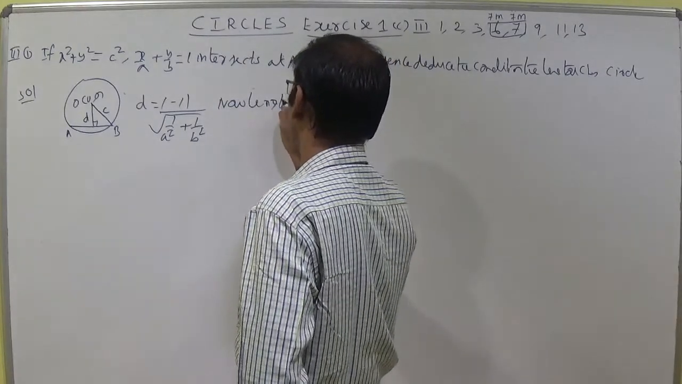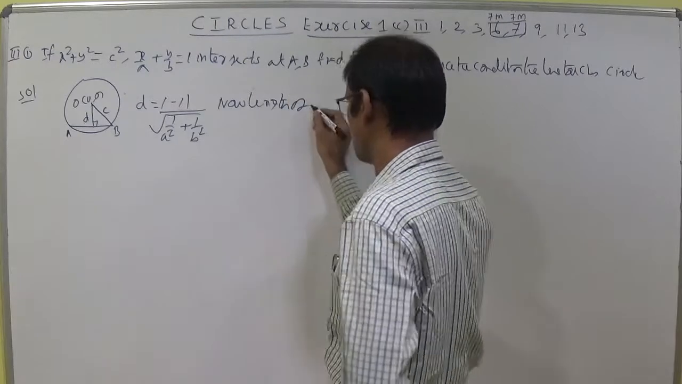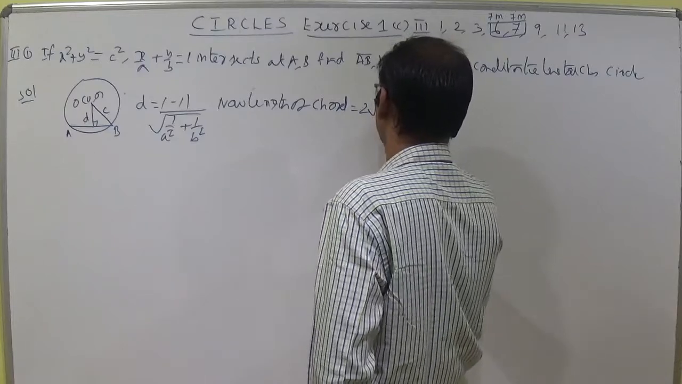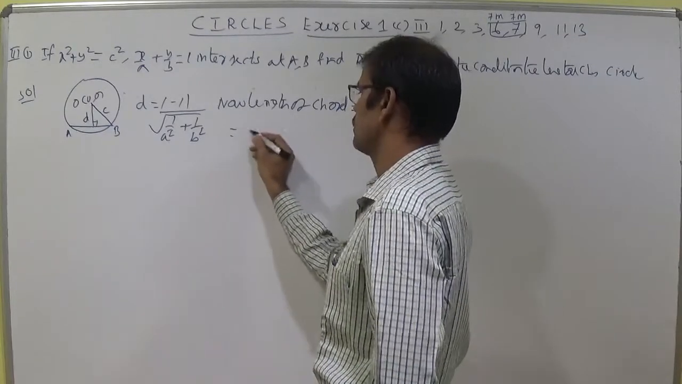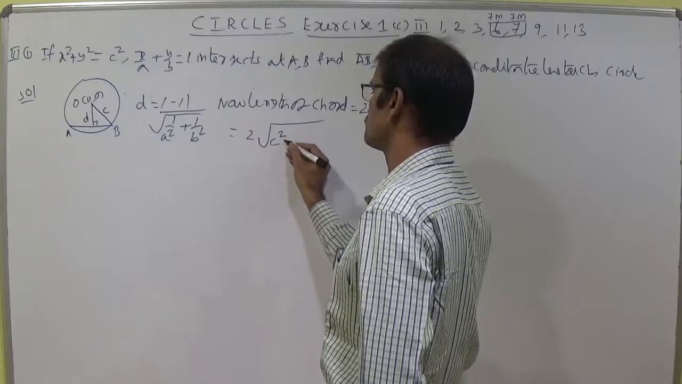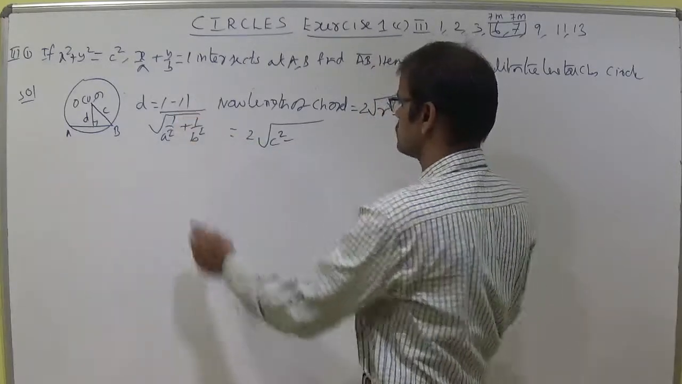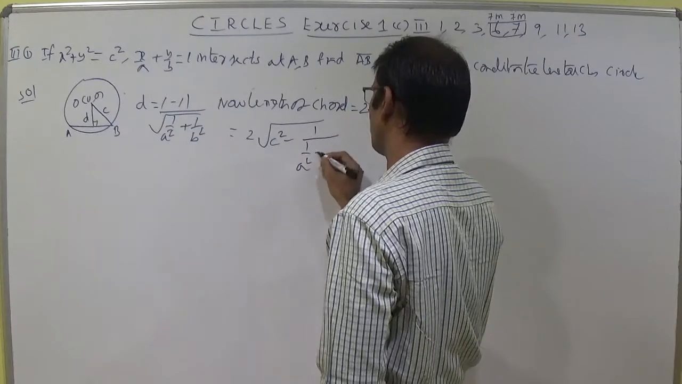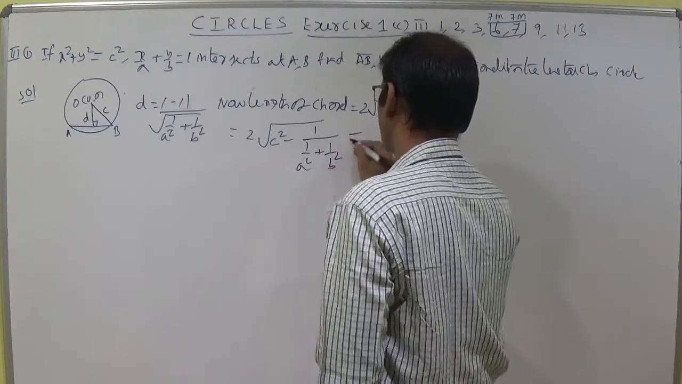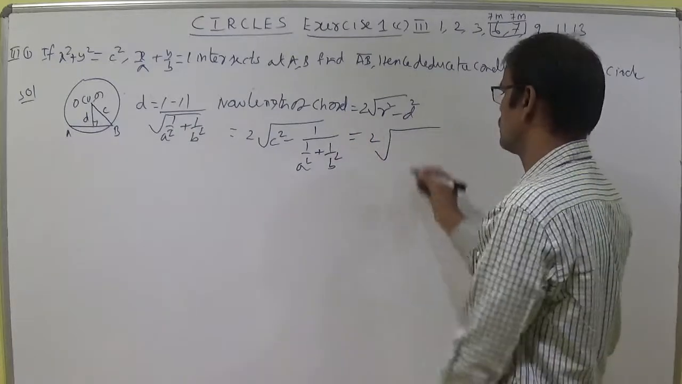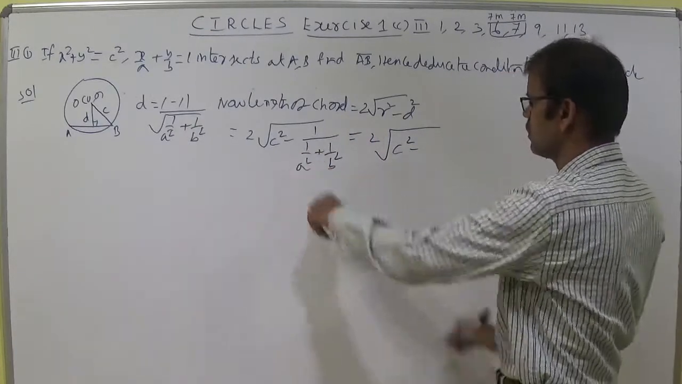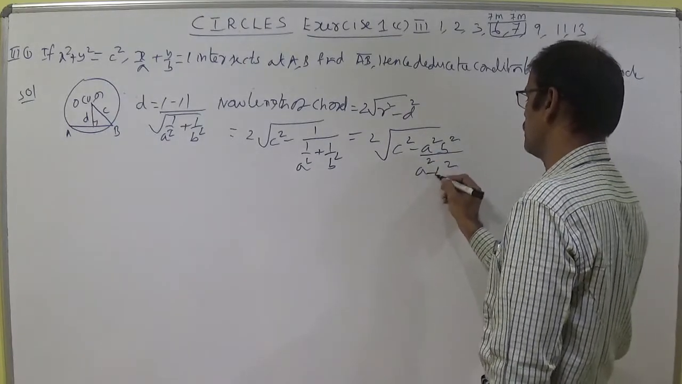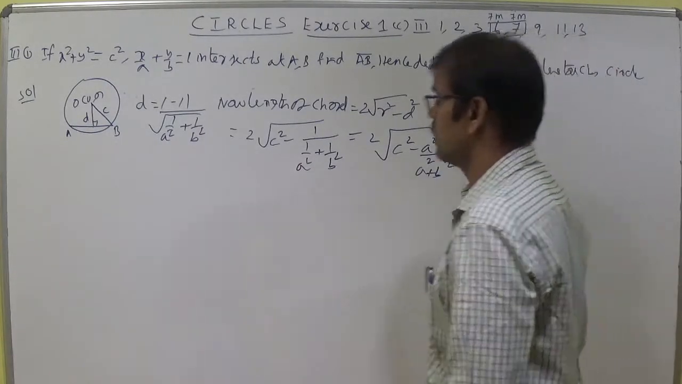The proof of the length of chord formula I also said in the class two days back. Length of chord formula is 2 root r square minus d square, that is equal to 2 into root of r square, which is c square, minus d square, which is this one, 1 by 1 by a square plus 1 by b square. That is equal to 2 root of this one, taking LCM, minus c square. Here it becomes a square b square by the denominator a square plus b square. This is the length of the chord.